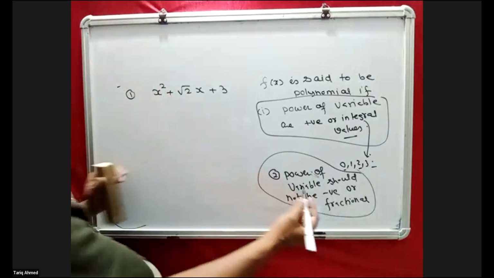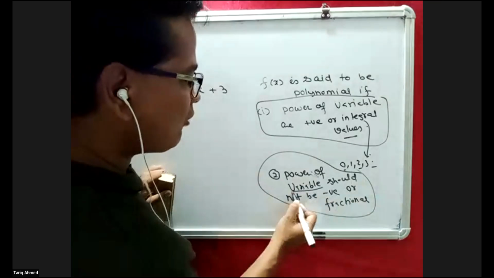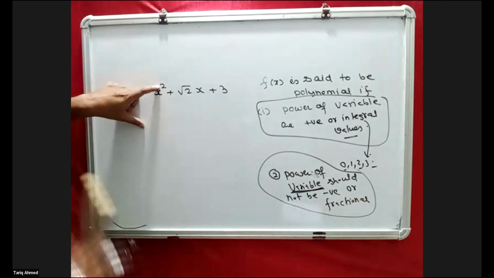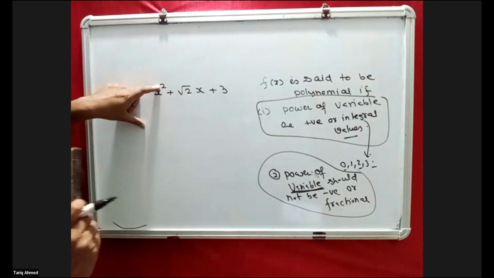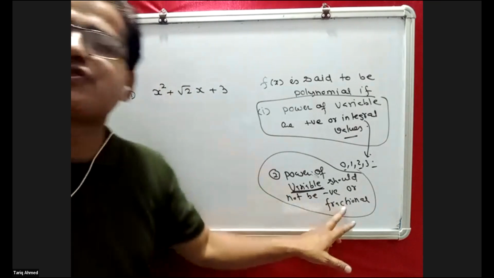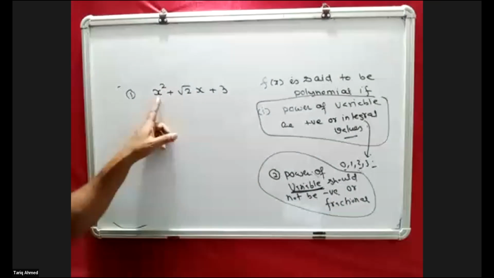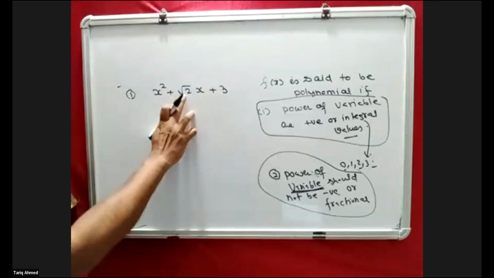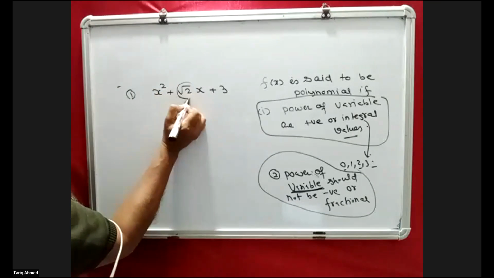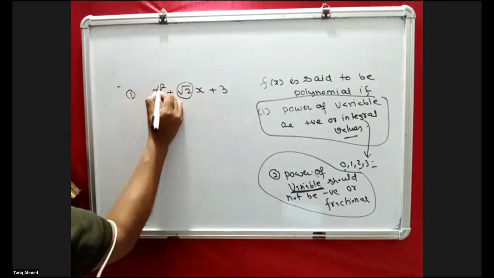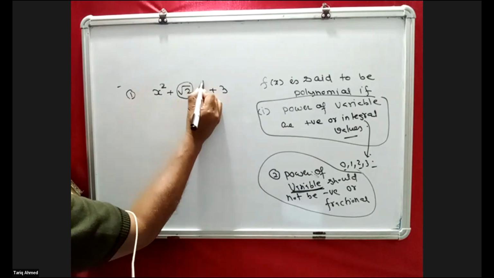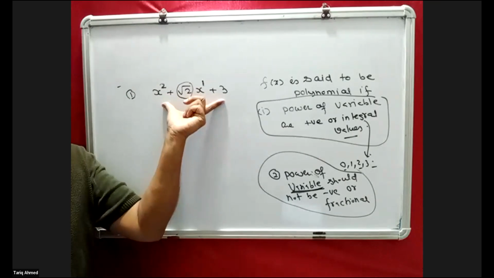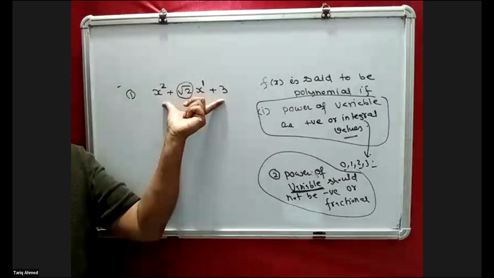See, this condition is for the variable only. The power of the variable should be neither negative nor fractional. That condition is for the variable only, not for the constant number. Here, root 2 is a number, and this is a constant. The power of the variable is 2 here, the power of the variable is 1 here. So yes, this is a polynomial. Got it? This is a polynomial.